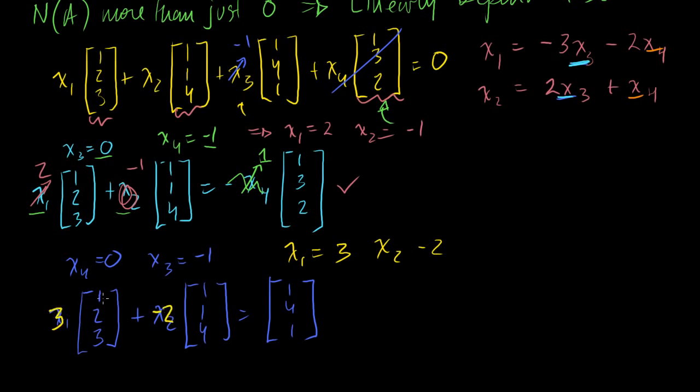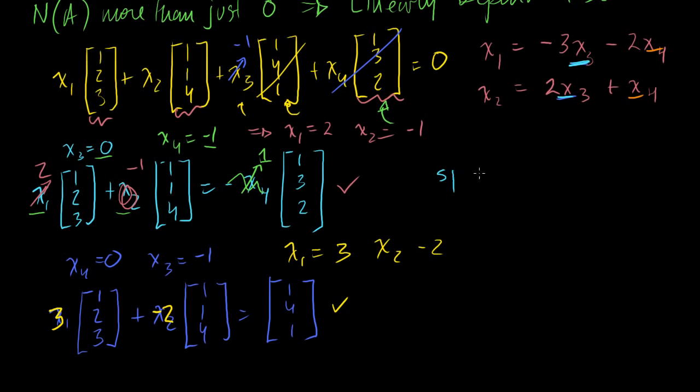Let's see if it works out. 3 times 1 minus 2 is 1. 3 times 2 minus 2 is 4. 3 times 3 minus 8 is 1. It checks out. So I'm able to write this vector that was associated with a free variable as a linear combination of these two. So we can get rid of him from our set. So now I've shown that this guy can be written as a linear combination of these two. So the span of all of those guys should be equal to the span.